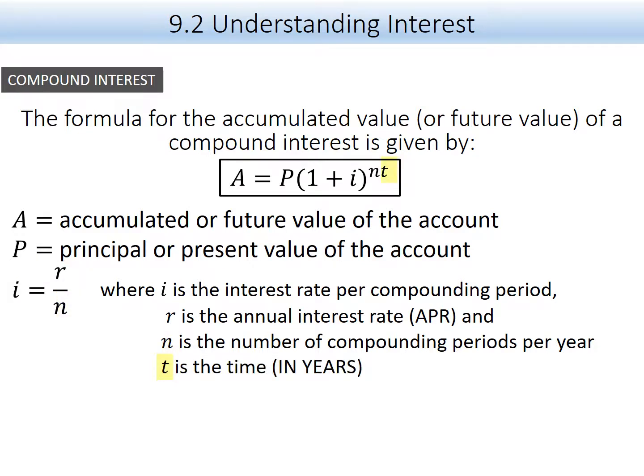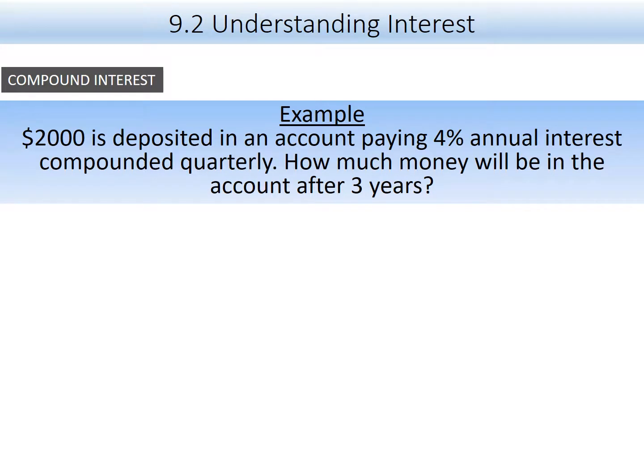And finally, t is the time, and again, it has to be in years. So using this, we can answer the question about finding the accumulated value in an account paying compound interest. So for example, let's say $2,000 is deposited in an account that pays 4% annual interest and is compounded quarterly. The question is, how much money will be in the account after 3 years?